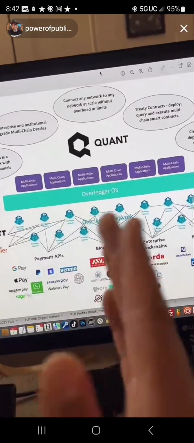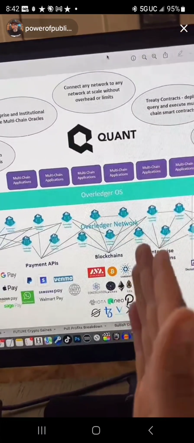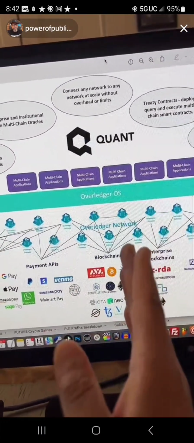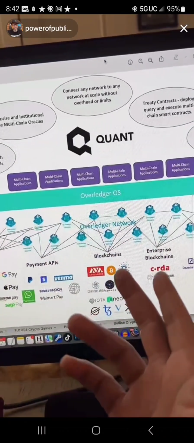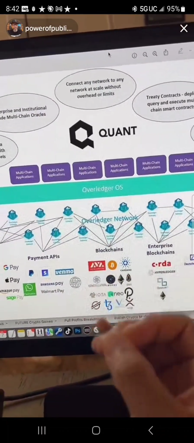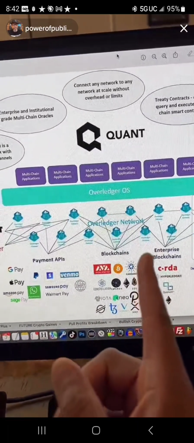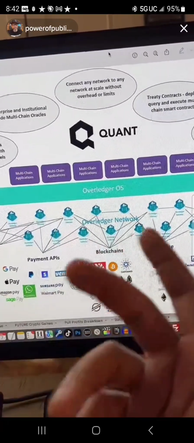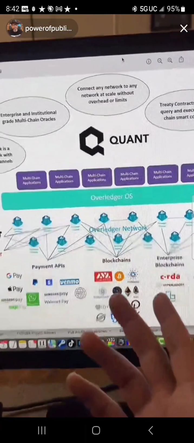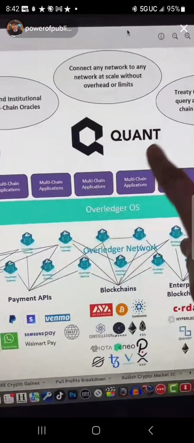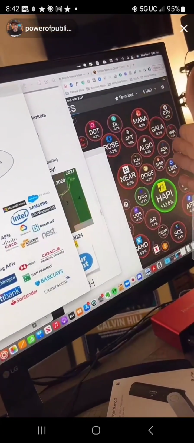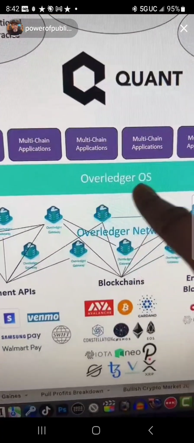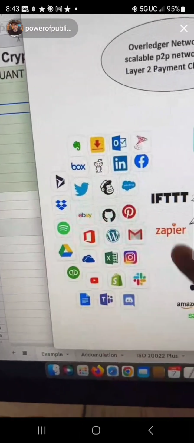It is a crypto that is part of the future of finance, meaning ISO 20022, it is compliant with that. ISO 20022 is basically the future of finance. It's a protocol that every financial institution is going to have to adhere to, and Quant is part of that. Quant is not a blockchain. Quant is a software that is on the blockchain. It has an overledger operating system, and that overledger operating system is tied to all of these things.